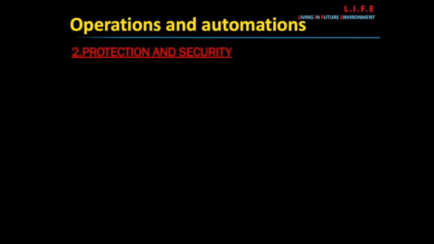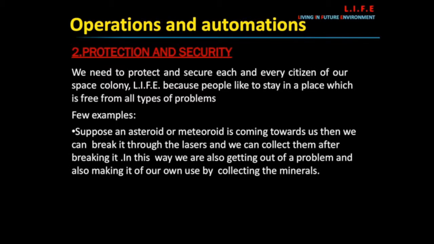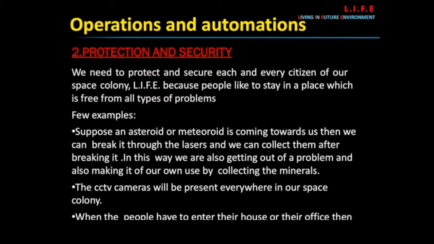Protection and security. We need to protect and secure each and every citizen of our space colony Life because people like to stay in a place which is free from all types of problems. For example, suppose an asteroid or meteoroid is coming towards us, then we can break it with the lasers and we can collect them after breaking it. In this way, we are getting out of a problem and also making it of our own use by collecting the minerals. The CCTV cameras will be present everywhere in a space colony. When the people have to enter their house or their office, they have to scan their fingerprint.